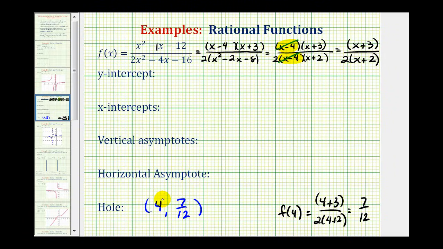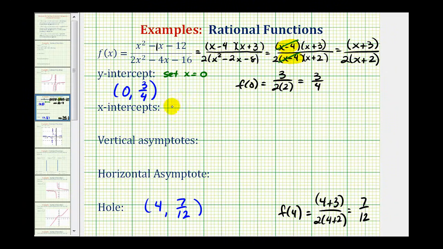Now that we have a hole here, we can use the simplified function here to determine the rest of the information. So to find the y-intercept of our function, we'll set x equal to 0, which means we need to evaluate f of 0. And we can go ahead and use the simplified function. So if x is 0, we would have 3 all over 2 times 2, which is 4. So f of 0 equals 3/4, which means the y-intercept is the point 0, 3/4.